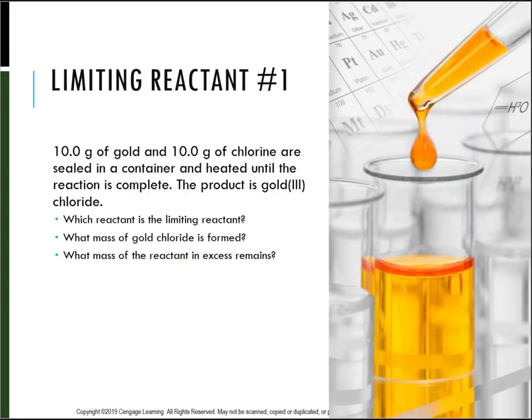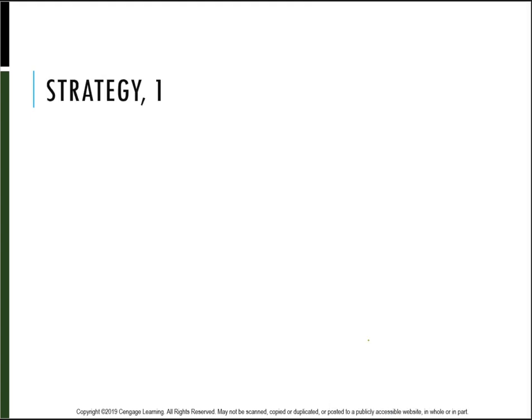Let's look at another example. Let's say I have 10 grams of gold and 10 grams of chlorine. They're sealed in a container, heated until the reaction is complete. The product is gold 3 chloride. We want to know what the limiting reactant is, what the mass of gold chloride formed is, and the mass of the reactant in excess.